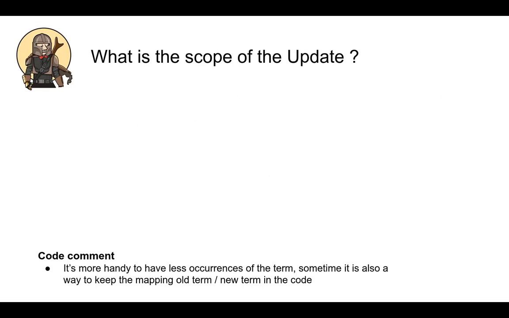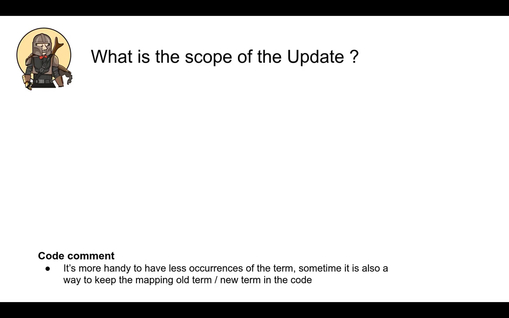There is also the code command. So when we tried to update, we began to just do the UI text, but by also doing the change in the code command, you make it easy to search if there is still some term that you want to change that remains in the code.